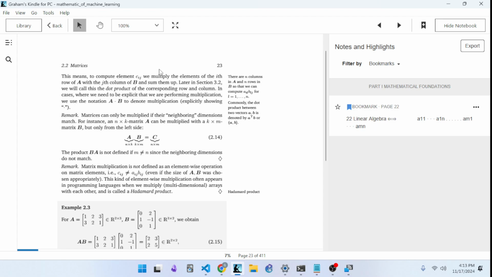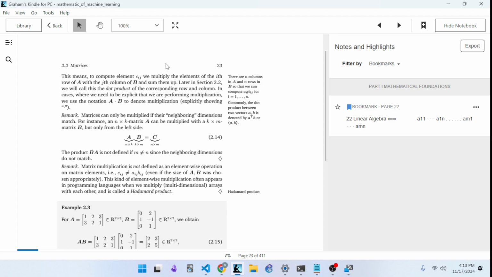This means to compute that element there, we multiply the elements of the ith row of A with the jth column of B and sum them up. Later in section 3.2, we will call this the dot product of the corresponding row and column. In cases where we need to be explicit that we are performing multiplication, we will use the notation A times B to denote multiplication, explicitly showing the dots to show that they're being multiplied.